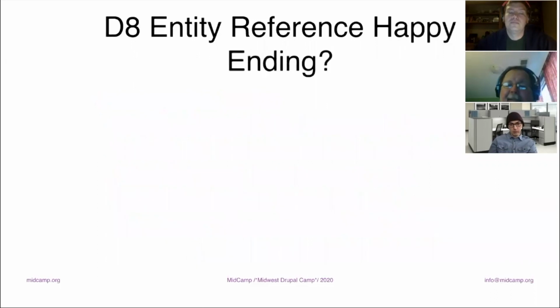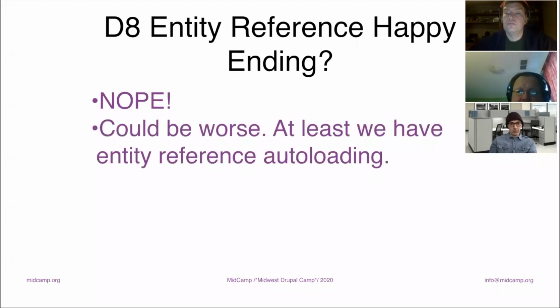So is there a happy ending to this one? There's really not. So much of what we're doing around this today results in an enormous amount of cruft in the database. And there are whole modules being built just to try to clean up after this and rectify it. But it could be worse. At least we have entity reference autoloading. So situations like the one that I outlined in Drupal 7, they can still happen in Drupal 8, but you have to go to a lot of effort to make them happen. In this case, we weren't seeing things like that.